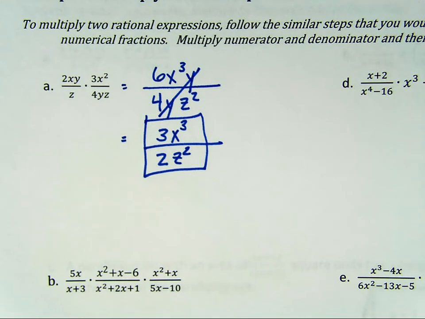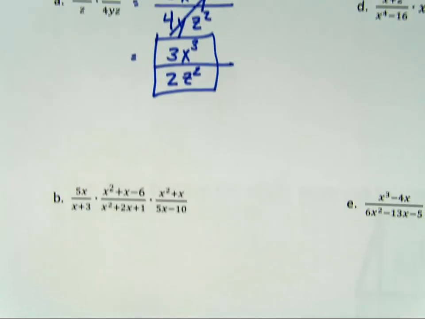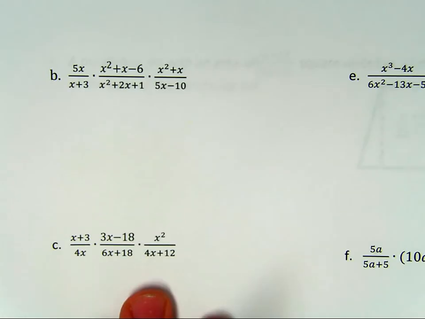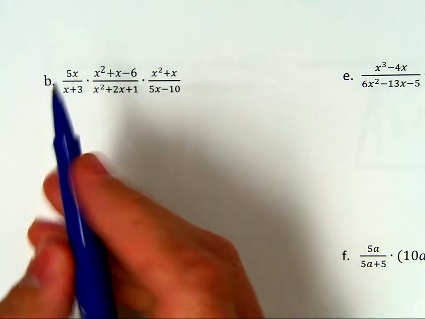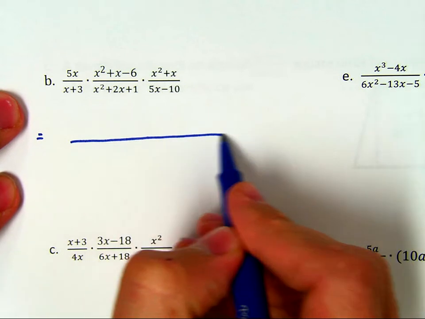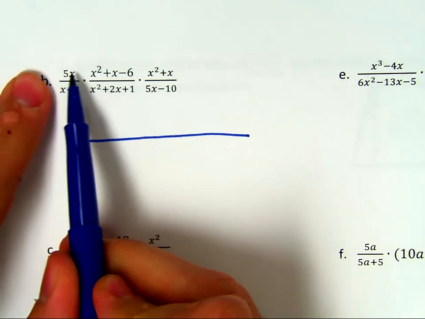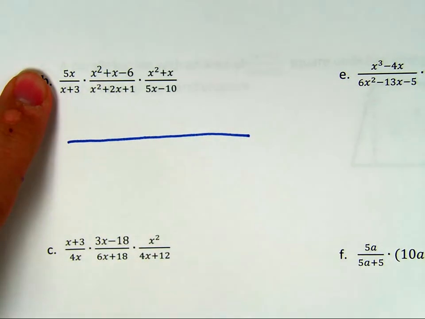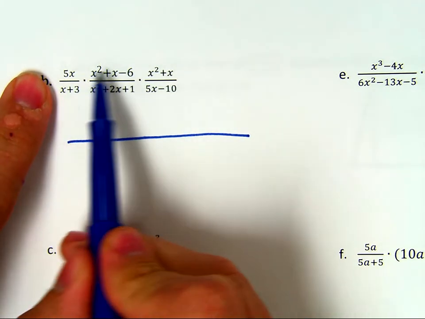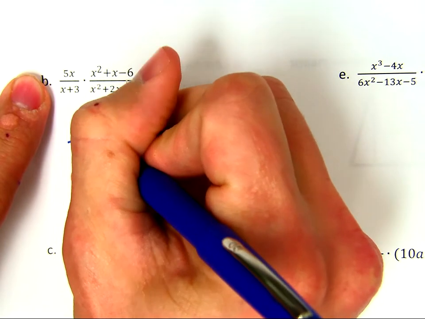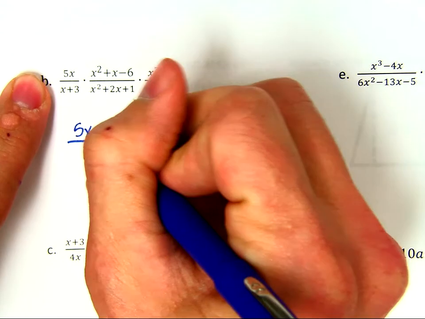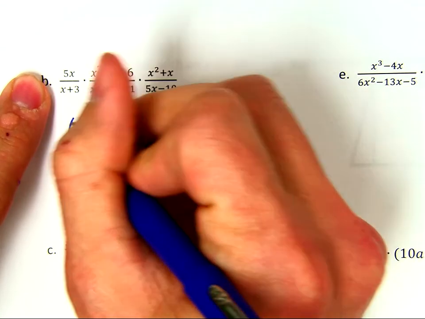All right. Let's take a look at B. So here, we've got multiple terms. What I'm going to do is go ahead and draw a fraction bar out. We're going to ultimately multiply all the way across. But rather than actually multiplying by distributing the 5x and everything, I'm just going to write all of my expressions in factored form down here on this fraction bar.